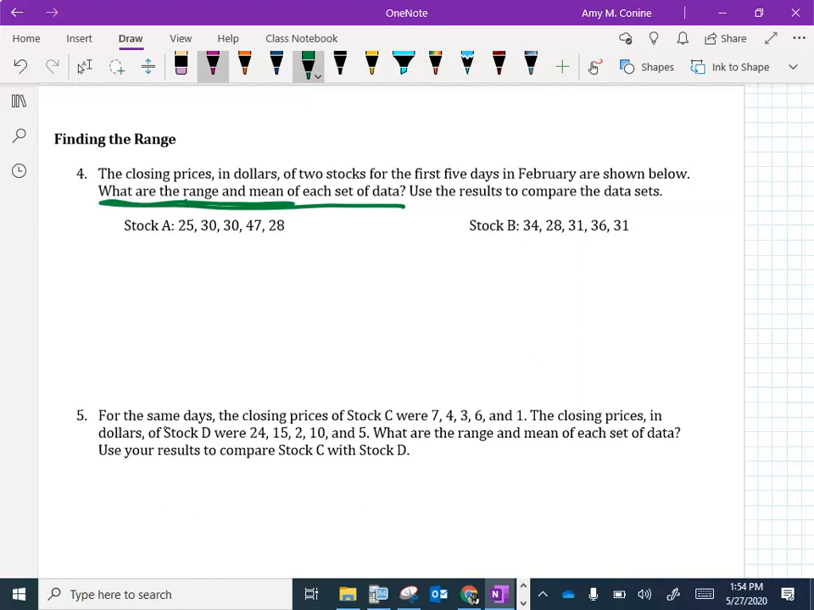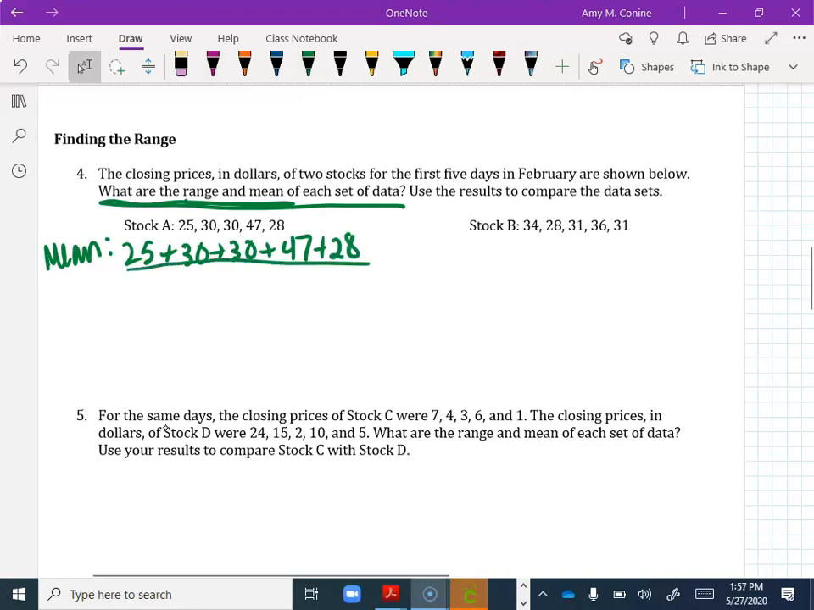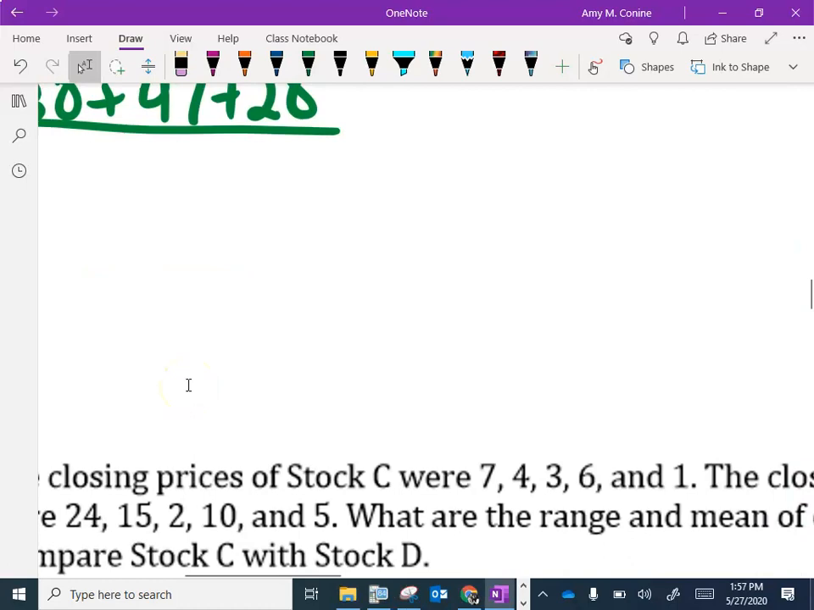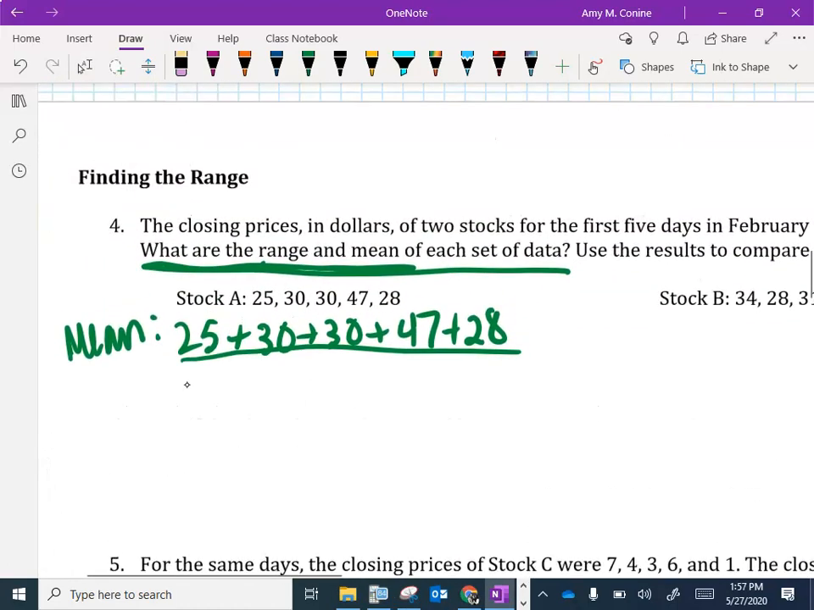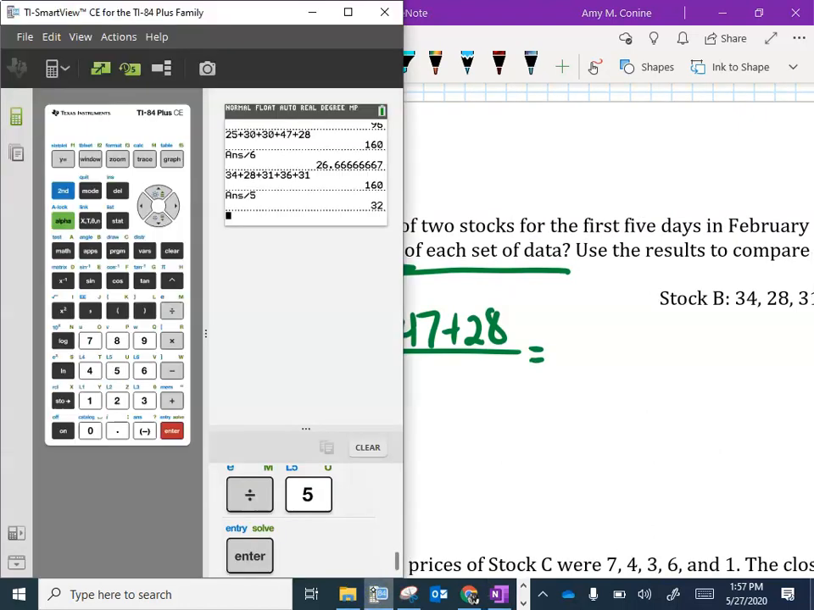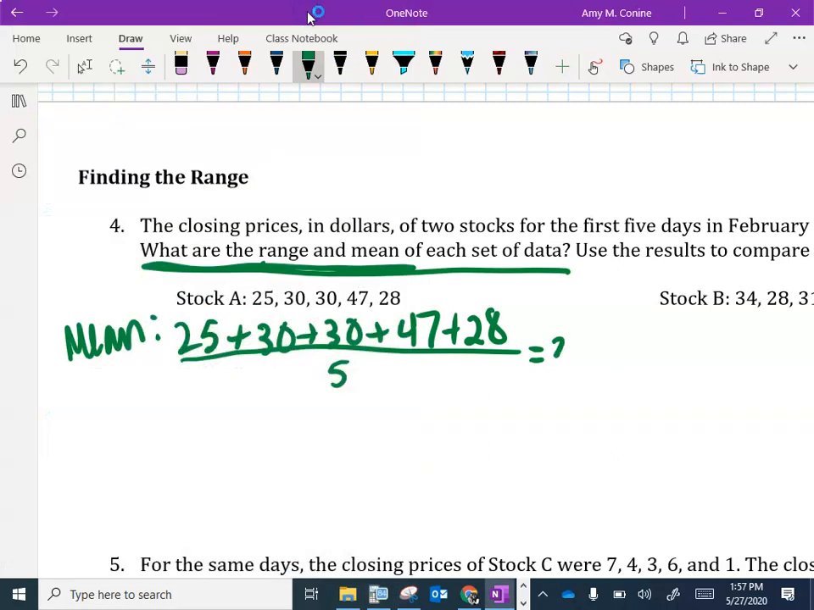Let's find our mean. Okay, so we're going to find our average. So 25 plus 30 plus 30 plus 47 plus 28. And there are 5. Oh, sorry guys. There are 5. Okay, so I believe this is 160. Yeah, 160 divided by 5 is 32. Okay, so that's $32 is your average.